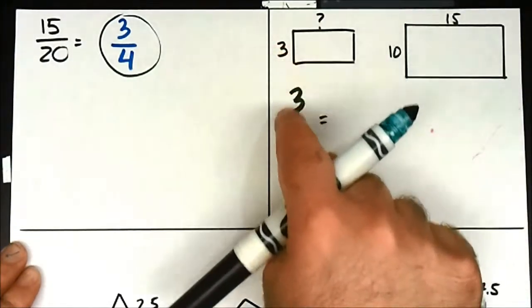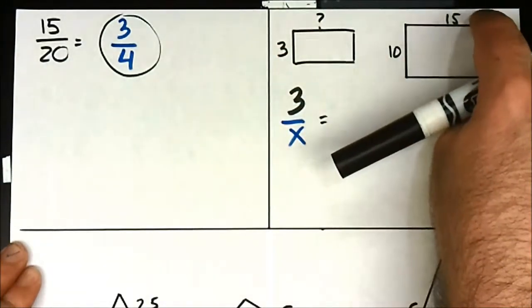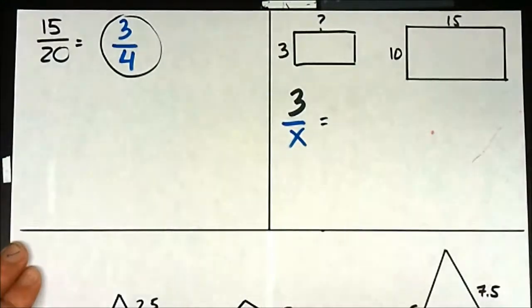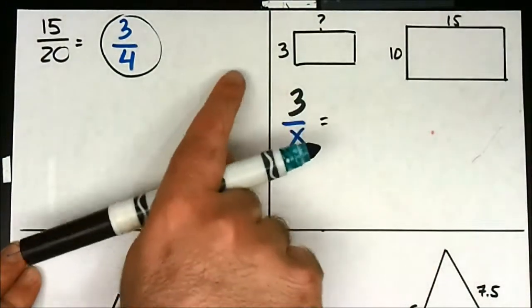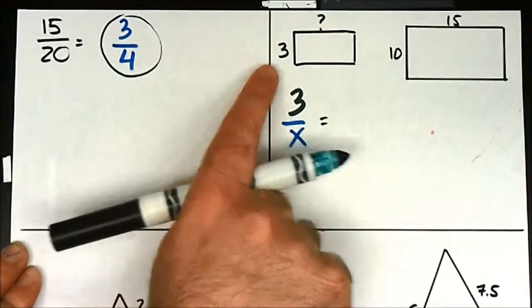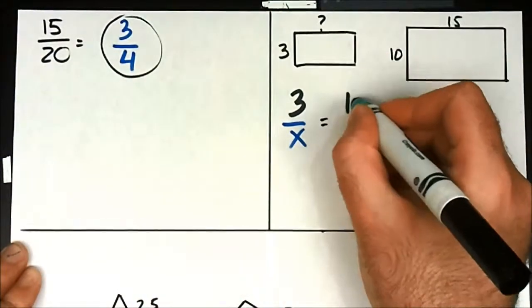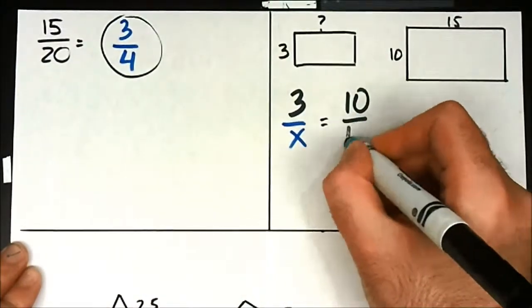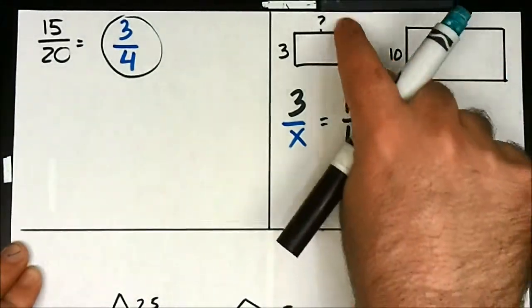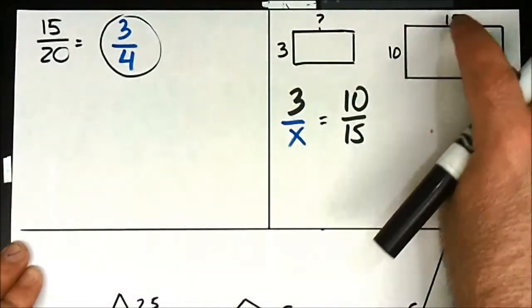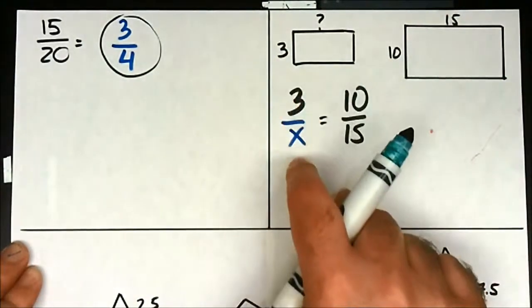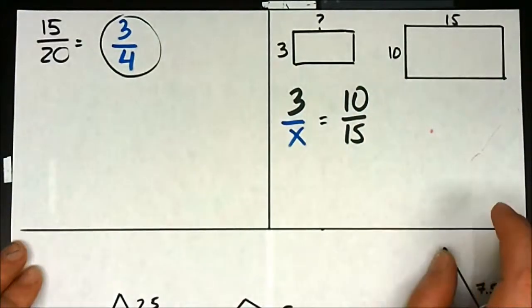Do not make the mistake of writing 3 over x here and then writing 15 over 10 here. That's not keeping it in proportion. If this one went on top, this one has to go on top as well. So 10 over 15. If you instead wrote x over 3, then you have to write 15 over 10. But if it's 3 over x, then it's 10 over 15.